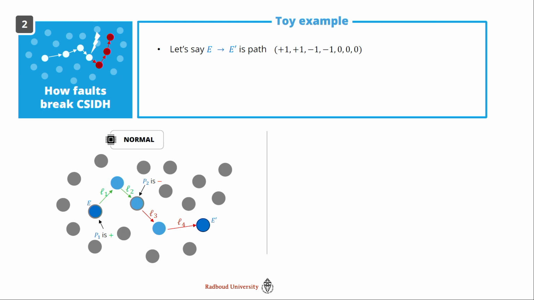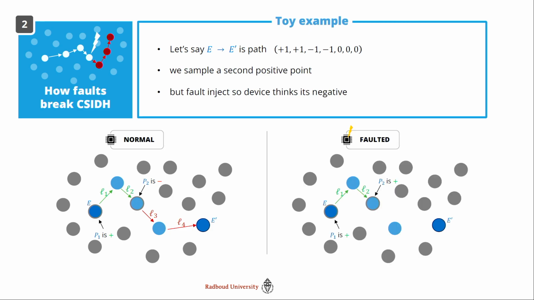Okay, back to our toy example. We were computing a path from, say, E to E prime. And let's say the path is now 2 positive steps, L1 and L2, and 2 negative steps, L3 and L4, in a normal computation. Now, in our paper, we describe some ways that you can inject. Here it is sampling the second point, where maybe we actually sampled a positive point, even though we needed a negative one to do these steps. We can inject the calculation of this point in such a way that the computer will think it's actually a negative point. But in reality, it's a positive point.